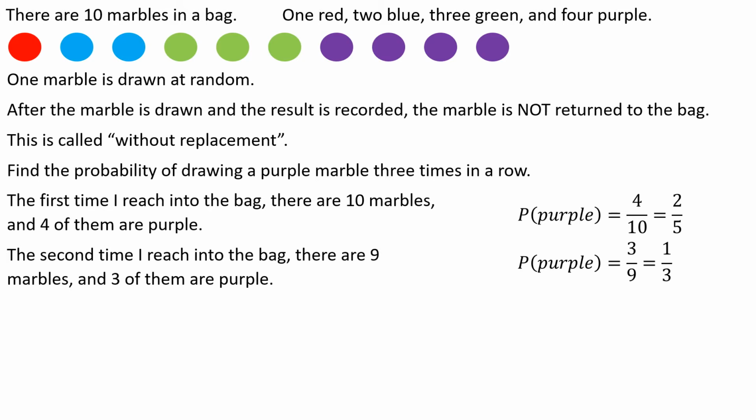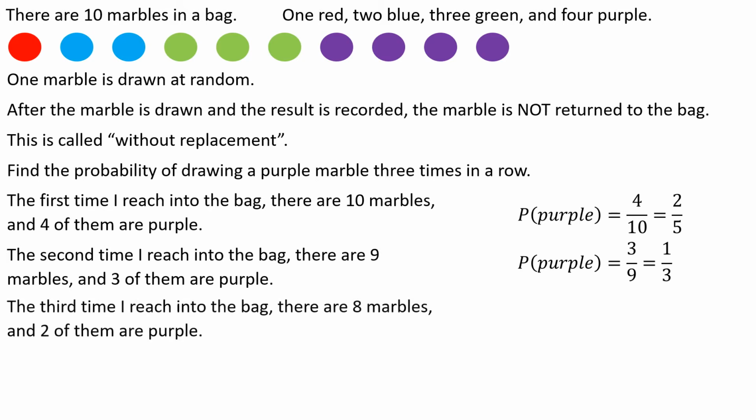Now let's pretend I'm successful again. So I got a purple marble on the first draw. I got a purple marble on the second draw. Well, now there are only 8 marbles in the bag, and only 2 of them are purple. So now the probability that I'm going to get a purple marble is just 2 out of 8, or 1/4. That's why we call this dependent probability. The result of any one of these actions depends on what has already happened.